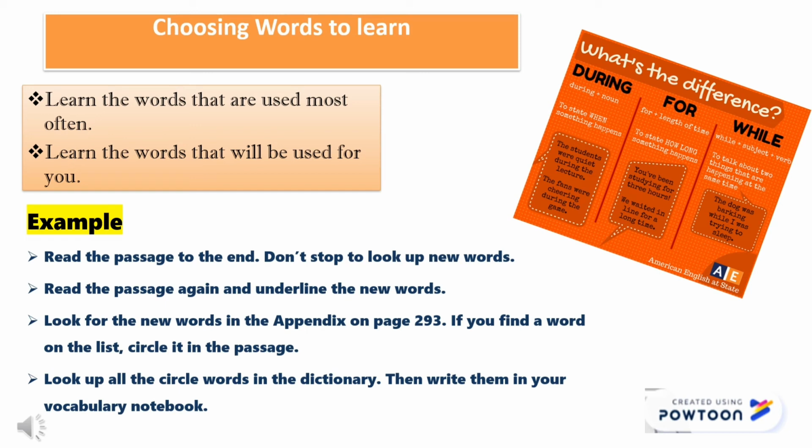For example, read the passage to the end. Don't stop to look up new words. Read the passage again and underline the new words. Look for the new words in the appendix on page 293. If you find a word on the list, circle it in the passage. Look up all the circled words in the dictionary, then write them in your vocabulary notebook.